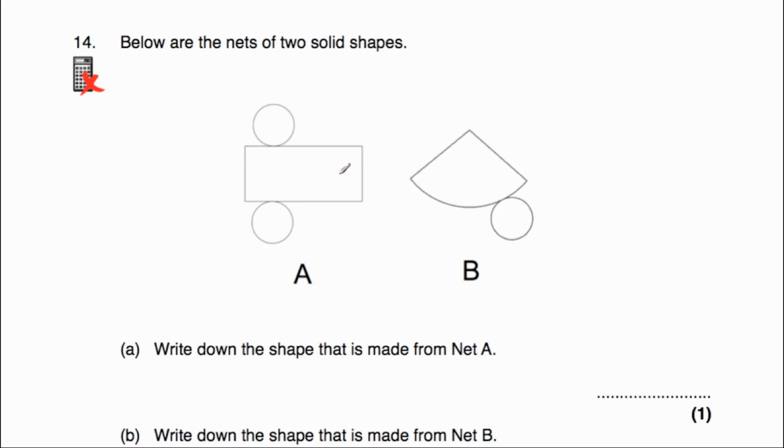We've got the curved face with that rectangle, which we'll fold around to make that curved face. And then you've got the flat face on the top, the circle on the top, and the circle on the bottom. So that's a cylinder. And B's a cone.